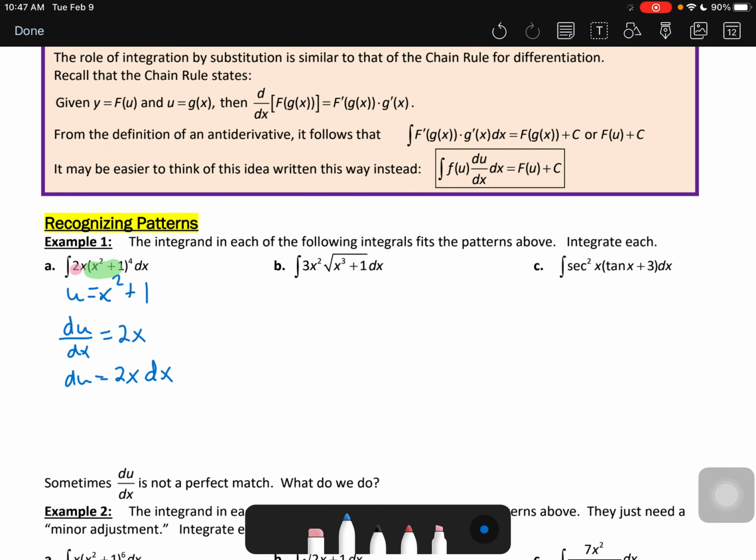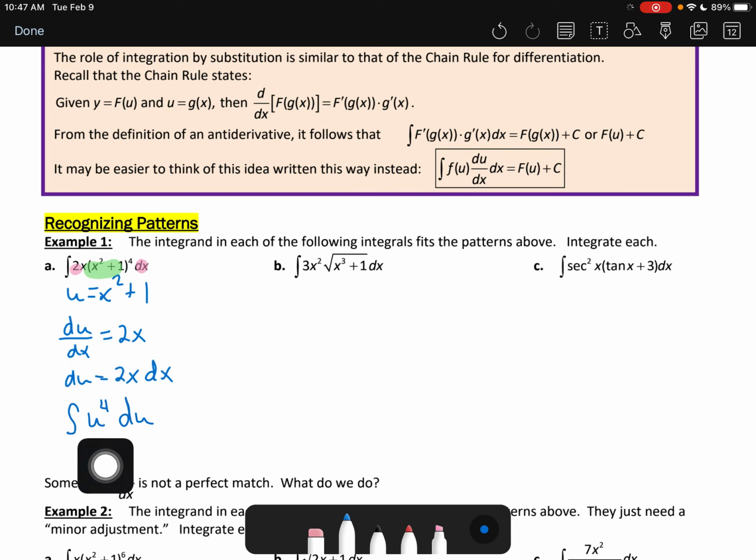So now when I rewrite this original, the 2x dx gets replaced with du, and I should highlight that the dx is part of what we have originally. We want our variable of integration to become u, so we'll have a du in there. When I rewrite this, the x squared plus 1 becomes the u. So now instead of x squared plus 1 to the fourth, I have u to the fourth. And the 2x dx, right there, becomes du. So now I am able to rewrite a much simpler expression.